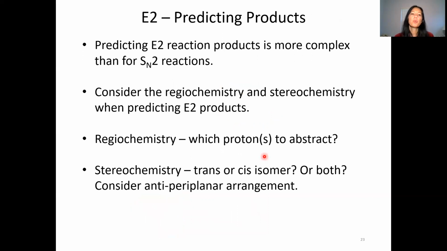Okay, so predicting E2 reaction products is a little bit more complex than SN2. You have to consider regiochemistry as well as stereochemistry. Regiochemistry, again, is which proton is being abstracted. Just ask yourself, do you have a bulky base or not? Because bulky base will prefer the Hofmann, less substituted. Smaller bases, you'll prefer the more stable Zaitsev, more highly substituted alkene. Stereochemistry, are you getting cis or trans, or maybe it's E or Z, or both? You have to consider hydrogens available and antiperiplanar arrangements.